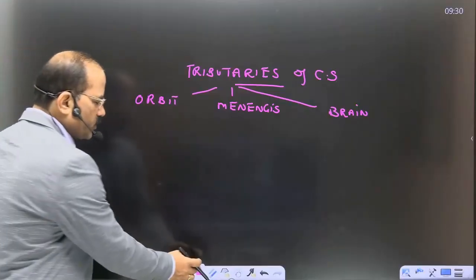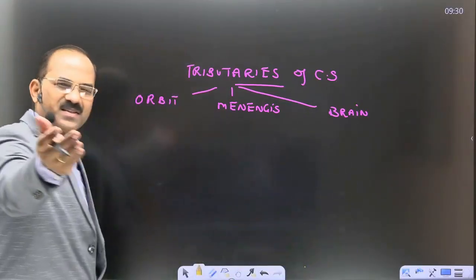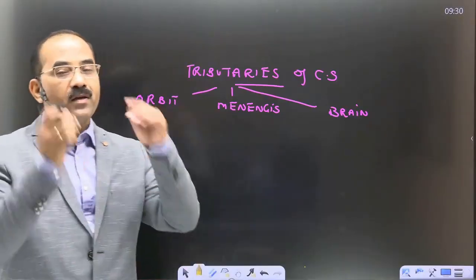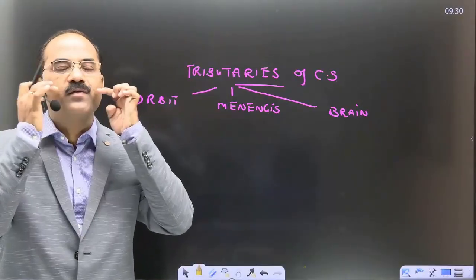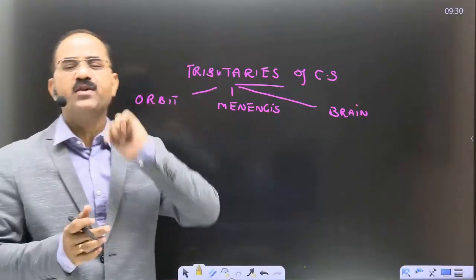So which are the veins which are coming from the orbit? Students, we have seen this. Yes, you can answer this. You remember the dangerous area of the face, the lower part of the nose and the upper lip. How does the infection go to the cavernous sinus?